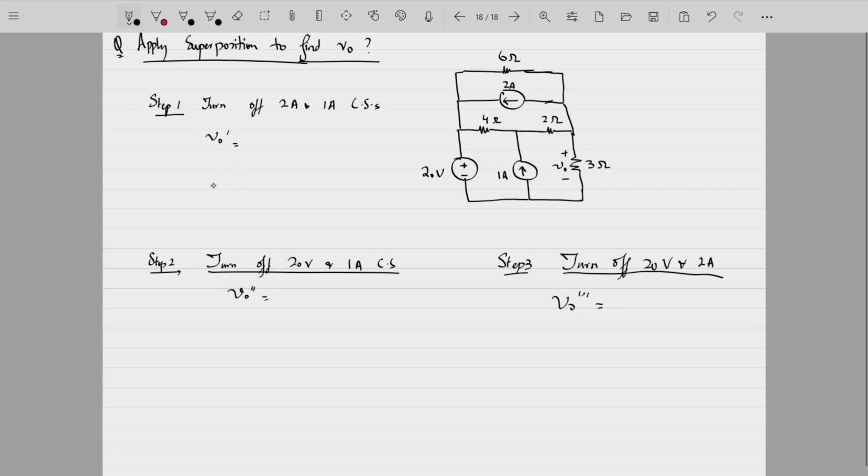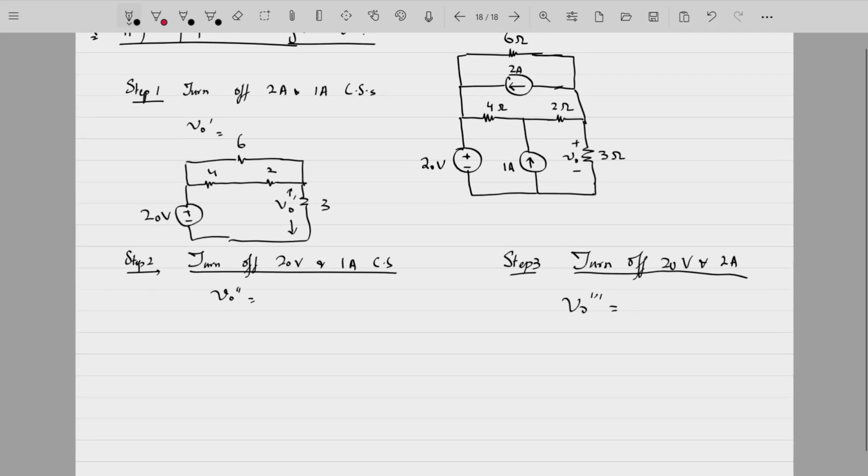So पहले केस में आपका सर्किट 6 ohms, ऊपर से 2 एम्पेयर करंट सोर्स को आपने टर्न ऑफ कर दिया तो ओपन सर्किट हो गया. ये आपका 6, 4, 2, यहाँ पे 20 वोल्ट है, वो भी ओपन सर्किट हो गया. यहाँ से 3 ohms है. So V0 dash, this will be V0 dash. You have to obtain this, turning off the current sources.